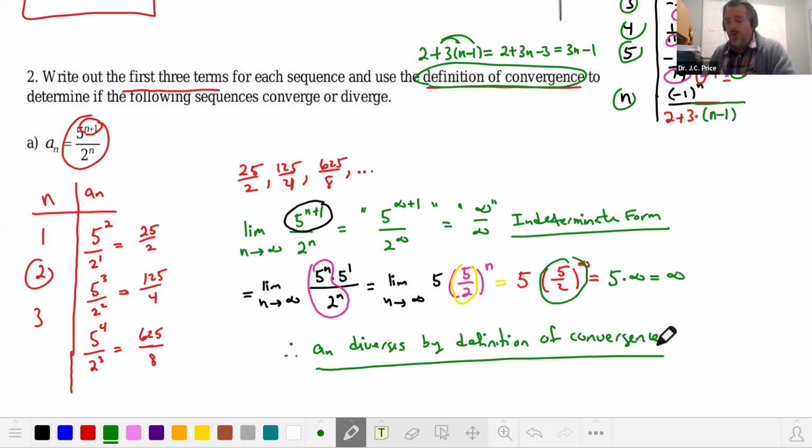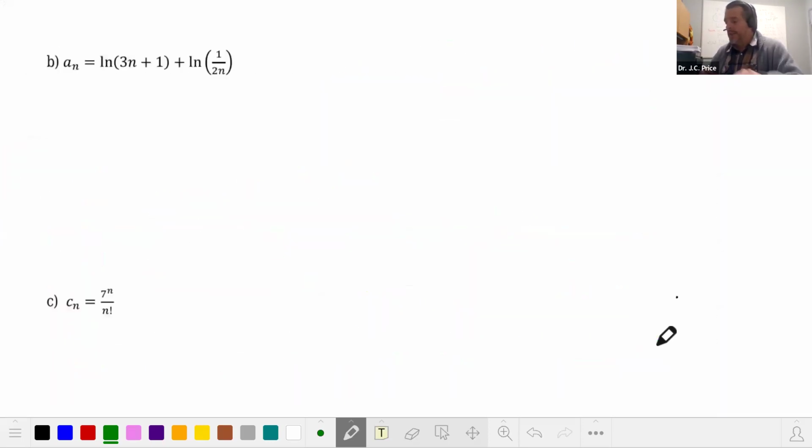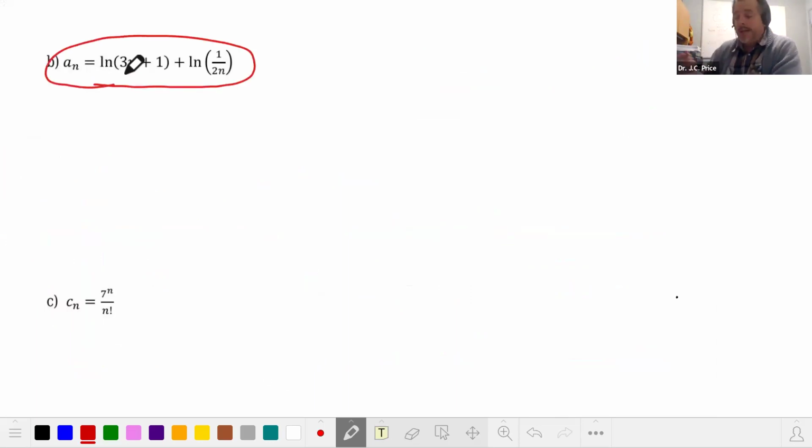All right, we got a couple more of these I want to do with you guys. So let's take a look at B here. And so here's our next sequence. And again, we want to write out the first few terms. Now that we've done tables for a while, maybe I'll just start writing things out, just plugging in 1, 2, 3, because that's what we would normally do once we get comfortable with these things.